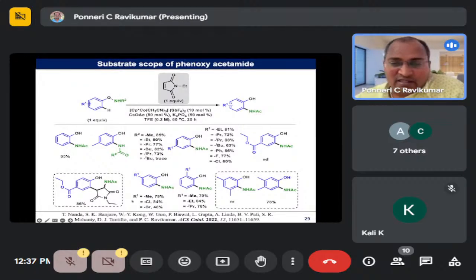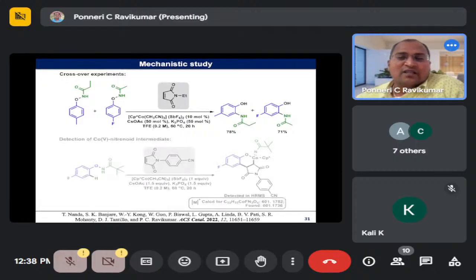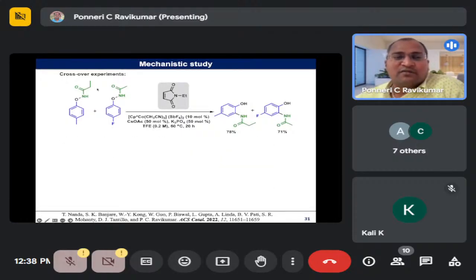and this is the various substrate scopes. You can see a lot of substrates are working well in this condition, and we also did mechanistic study. So we did a crossover experiment to see whether this reaction is intramolecular or intermolecular.